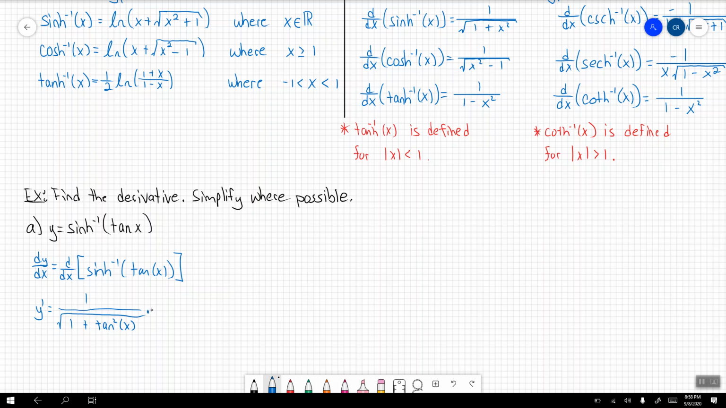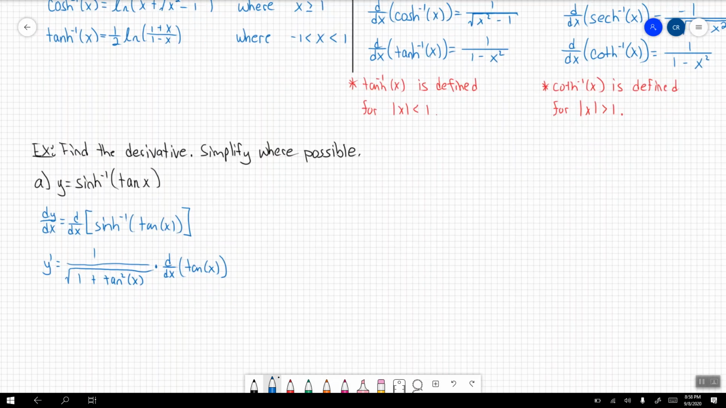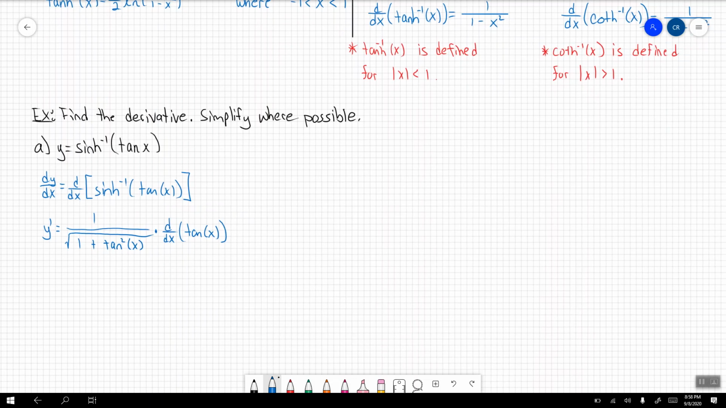Now we need to multiply this by the chain rule, which says that we need to multiply by the derivative of the inside function. In this case, the derivative of tangent with respect to x will be secant squared x. All of this is going to be divided by the square root of 1 plus tan squared x. All right, so this is looking nice so far.